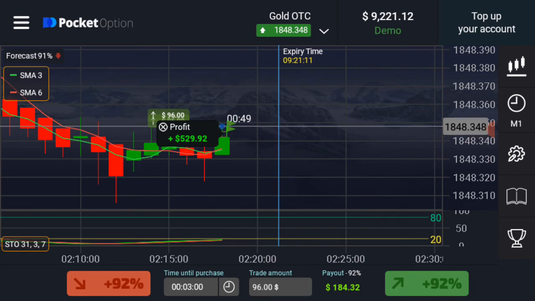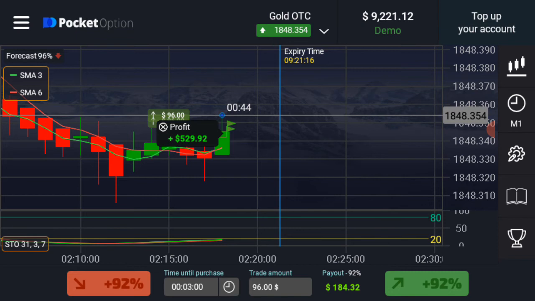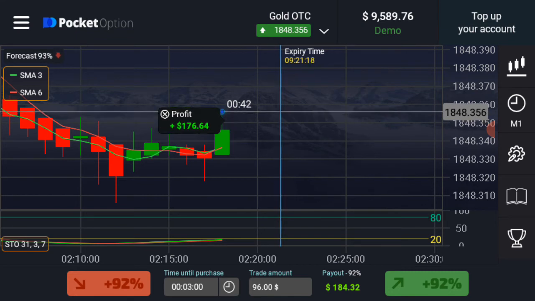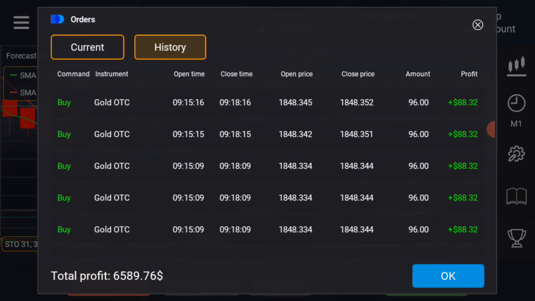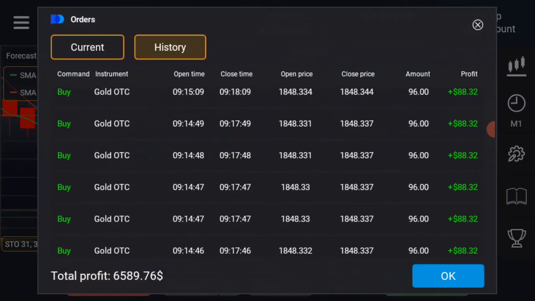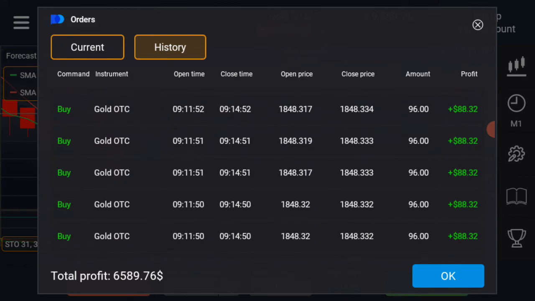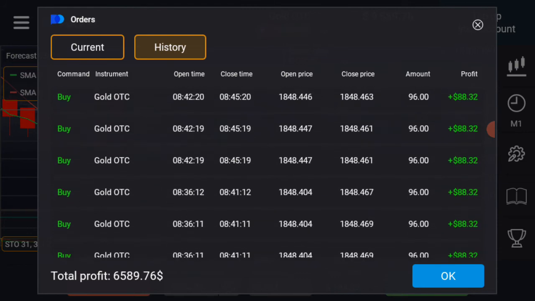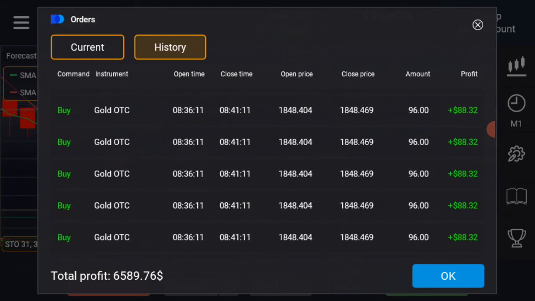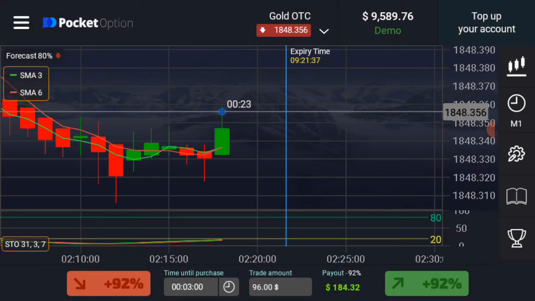Look. It's going. Boom. Close. Look at that. You just have to trust the process. Go. More green streak. More green streak. A little bit of reds. More green streak. We up 6,500 on this account.